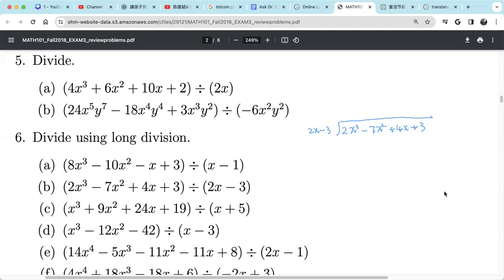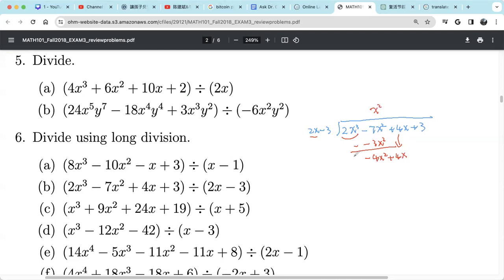We're going to do the leading term divided by the divisor. So the first step, we're going to use this one divided by this one. 2x cubed divided by 2x, x squared. Right. Then we multiply -3 with x squared, we get negative 3x squared. So we subtract. Negative 7x squared minus negative 3x squared is the same as negative 7x squared plus 3x squared. So we get negative 4x squared. Then we pull the next one down, which is a plus 4x.